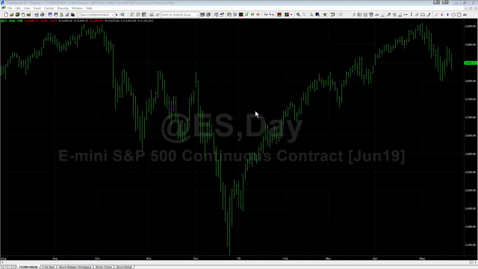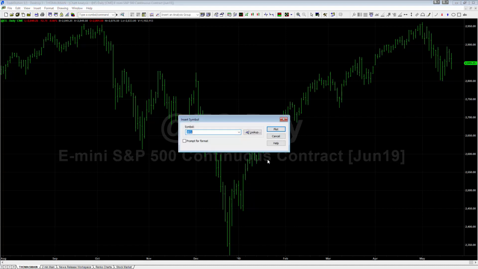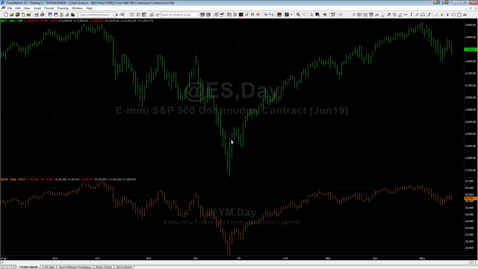So the way that you can look at correlation is very simple. First off, you're going to have a single price chart, right? So we're going to compare the S&P and let's say the Dow. So we'll look at the S&P and the Dow, which are pretty highly correlated. Then what we're going to do is right click on the background, go to insert symbol and type @YM. So we're going to add the Dow. So now we've plotted the S&P and the Dow.